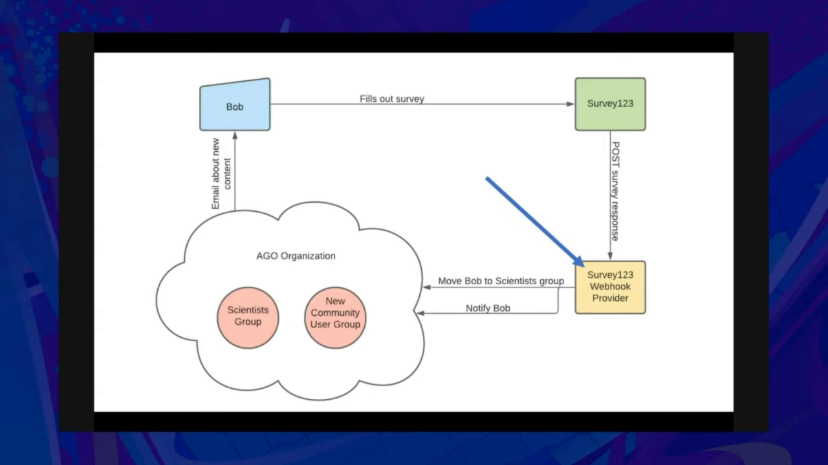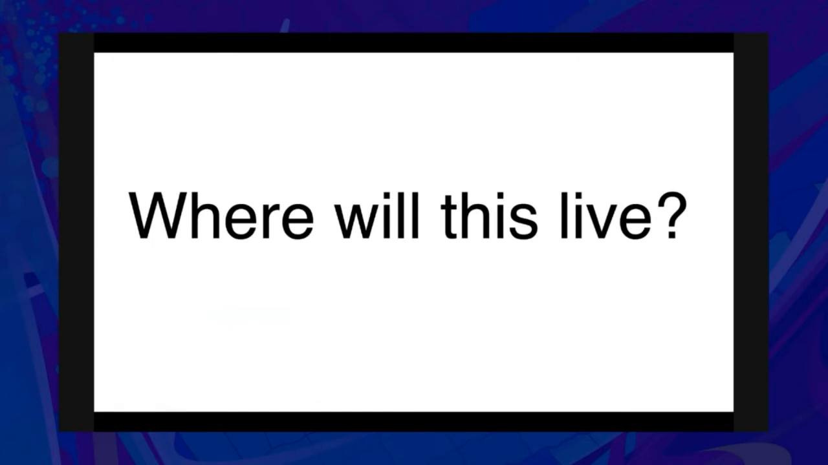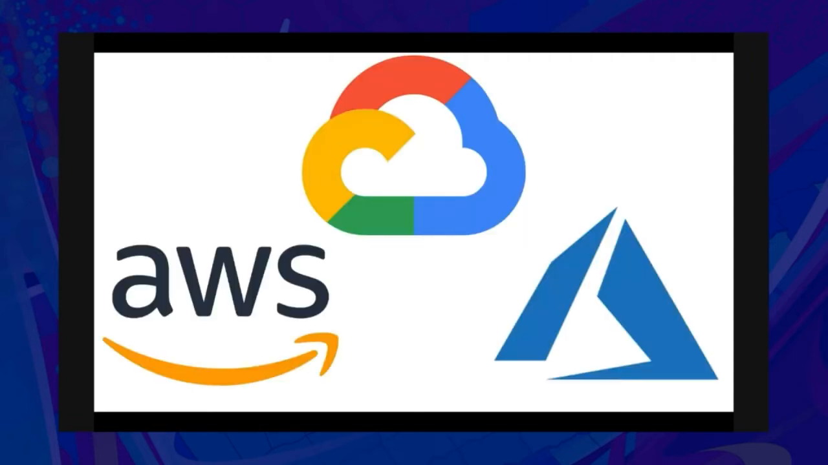So the first question when putting something like this together is, where is it going to live? Or in other words, where are we going to host this little service that we have to put together? There are a lot of options. You could host it on-prem. You could host it on your own servers. My recommendation is generally to go with a cloud provider. So here we have the big three: AWS, Amazon Web Services, Google Cloud up at the top, and then Microsoft Azure at the bottom right.